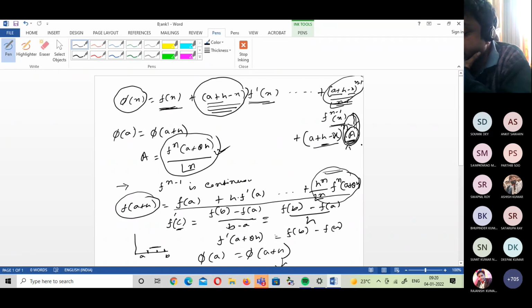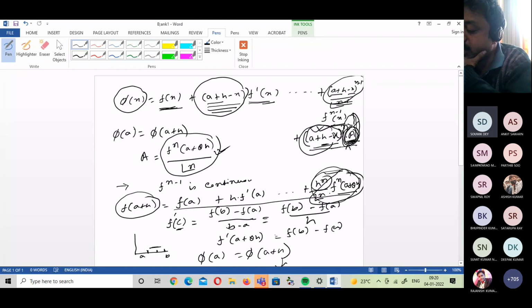So that means this is a generalized form. When you obtain the remainder, how do you obtain it? A plus h minus x to the power n into capital A, then you obtain the Lagrange's form of remainder, f^n(a plus theta h) by factorial n, h to the power n. Okay, h to the power n is already available here, and you only have to obtain the value of capital A. Sir, what is this remainder term?